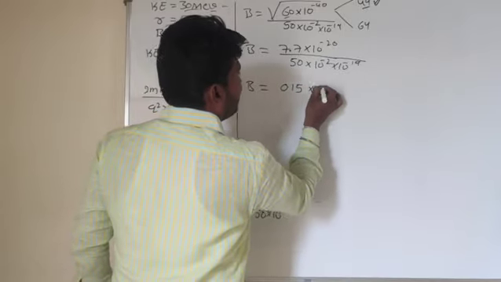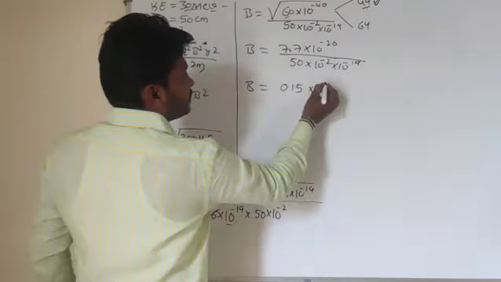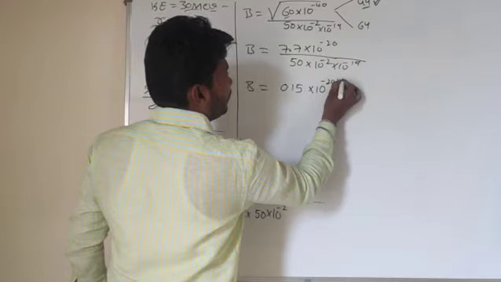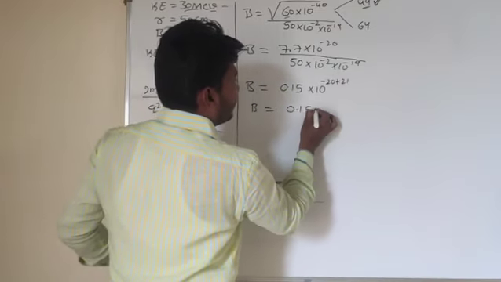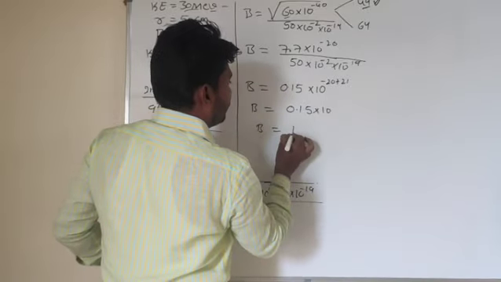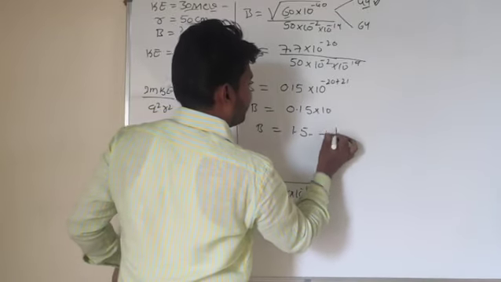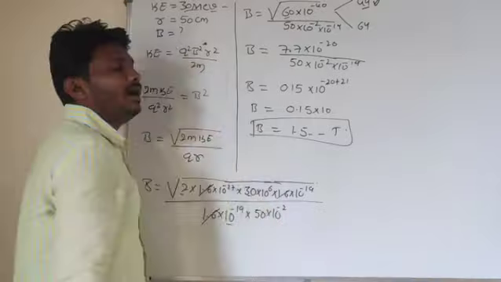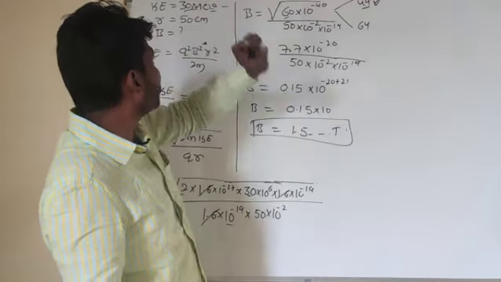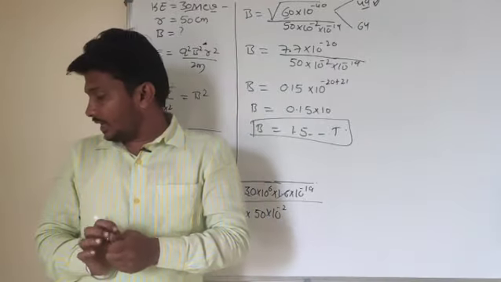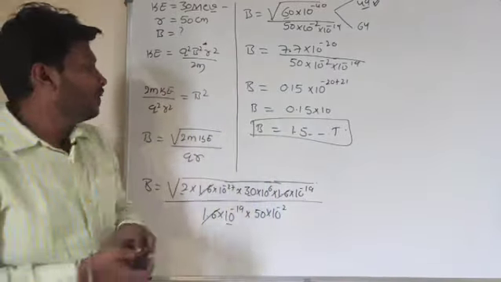0.15 into 10 to the power of minus 20 plus 21. So B is equal to 0.15 into 10. So B is equal to 1 point something Tesla. So this is the strength of the magnetic field required in order to get that 30 mega electron volt energy. So hope you are getting these things. We'll look at the next one.